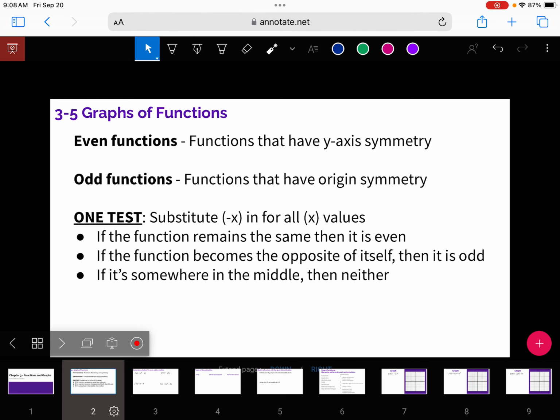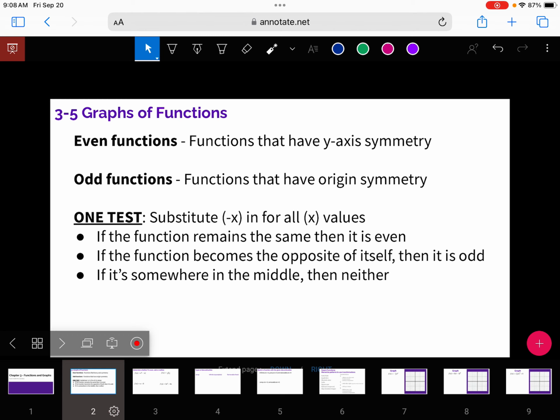All right. So let's start talking through this. We have something that's been familiar. I mentioned it when we talked about symmetry the first time, even versus odd. Even functions have y-axis symmetry. Odd functions have origin symmetry. So we've already tested for this once.